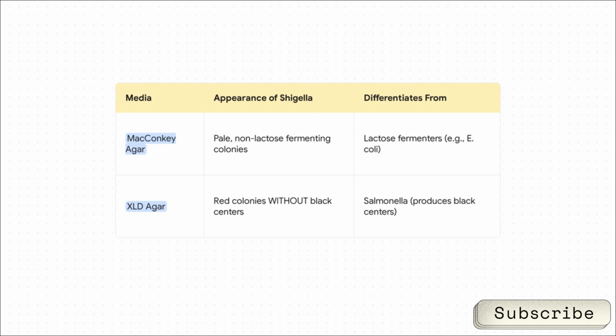And this is where the magic happens. On MacConkey agar, Shigella is a non-lactose fermenter, so it forms these pale, colorless colonies. But the real giveaway, the smoking gun, is on XLD agar. Shigella produces red colonies with no black center. Now, why is that so important? Because Salmonella, its main differential, produces H2S gas, which creates these very distinct black centers. So no black center on XLD, you should be thinking Shigella. That's a critical visual for your practical exams.